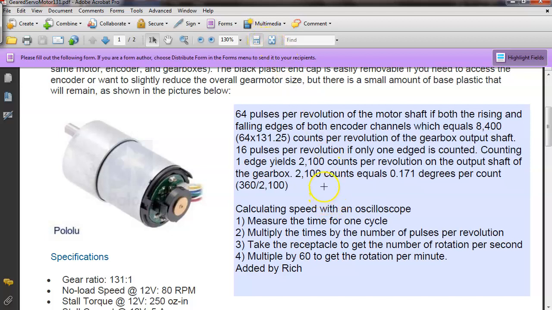So we measured, what was our time? 1.7 milliseconds. 250 microseconds, right? Okay, so that would be the time for one pulse, and we get 2,100 pulses per revolution. So this should give us the time for one revolution, right? Multiply the time by the number of pulses per revolution.